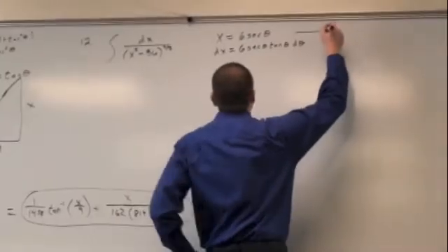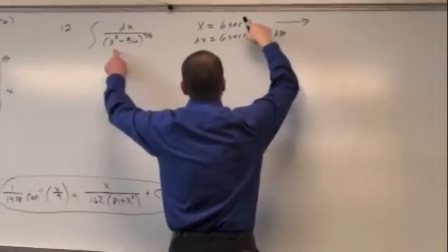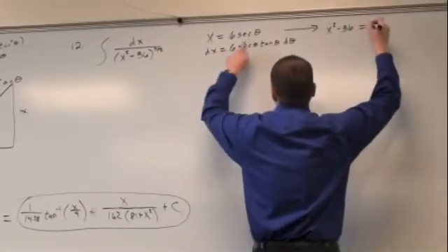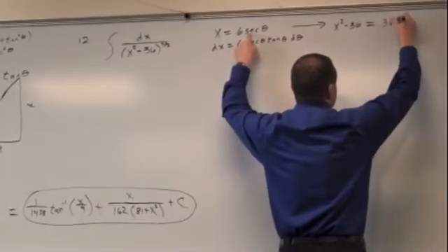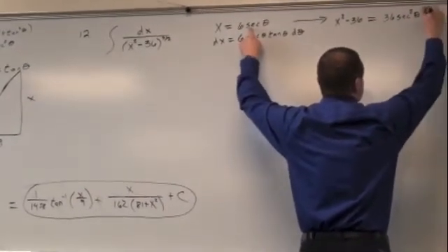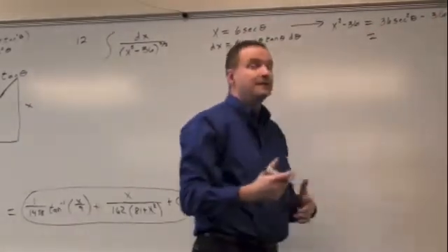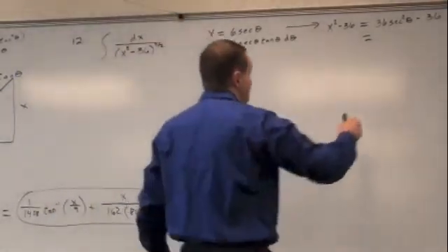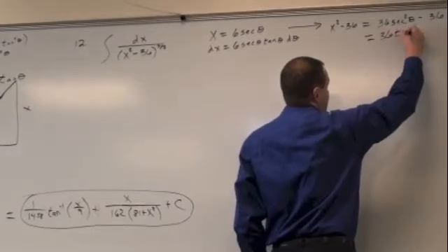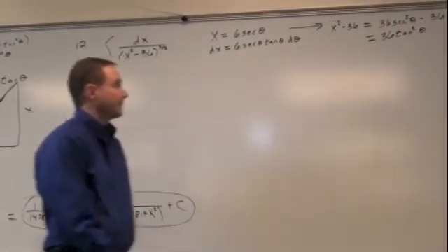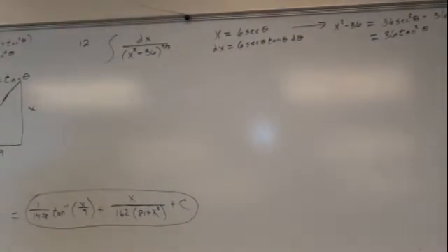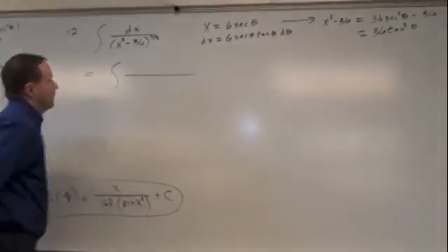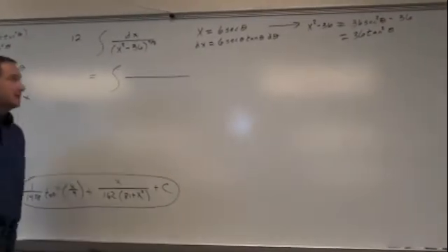Over here, I know x is equal to 6 secant theta, so x squared minus 36 is going to be 36 secant squared theta minus 36, which you know is just going to be 36 times secant squared theta minus 1. Secant squared theta minus 1 is tangent squared theta. This is 36 tangent squared theta. So now I come back over here and I plug this into my integral. The numerator dx becomes 6 secant tangent d theta.